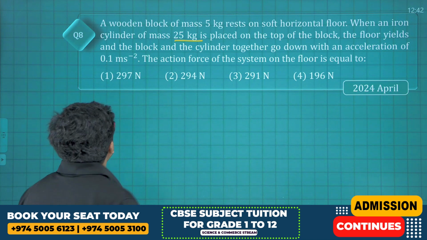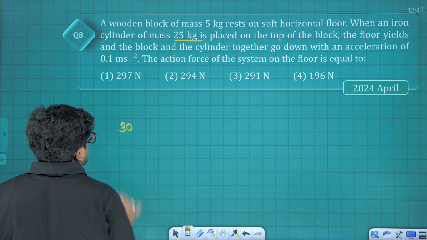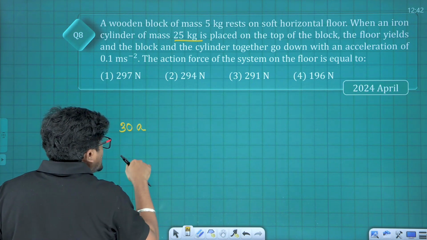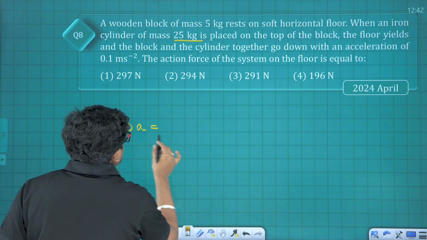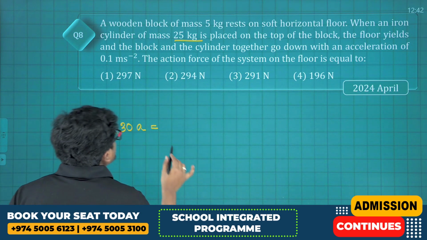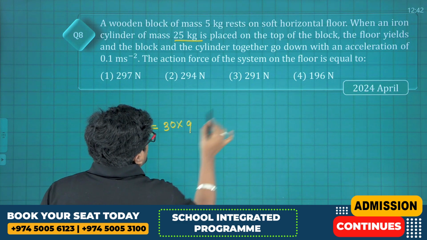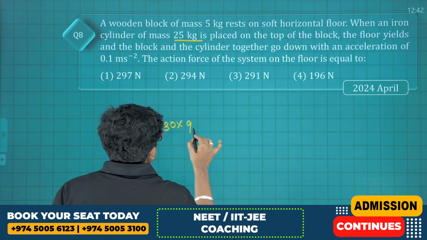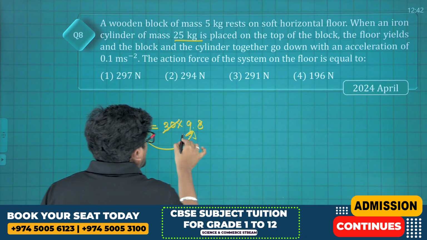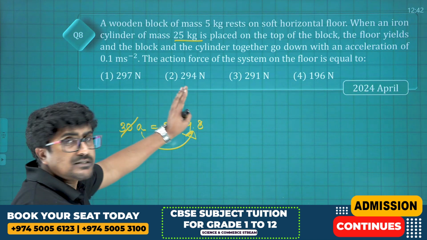In that condition, 5 plus 25, that is 30. It is supposed to come down with an acceleration A. That is supposed to be with the influence of its own weight, and that is going to be 30 into what? 9.8. Of course, this one and this one will cancel each other. A need to be what? 9.8. Isn't it? Now, acceleration is not that.